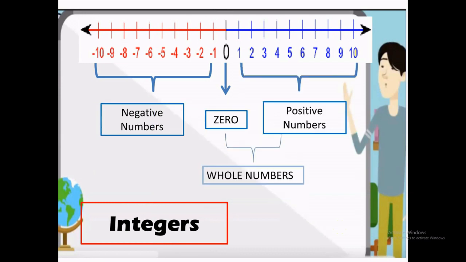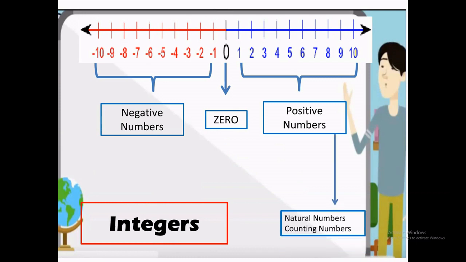And 0 and positive numbers are what we call also whole numbers. Other terms for positive numbers, you can call them natural numbers, meaning these are the natural numbers that we use in our day-to-day lives, like counting numbers. We use them when we count 1, 2, 3, 4, and so on. So positive numbers also refer to a natural number or a counting number.